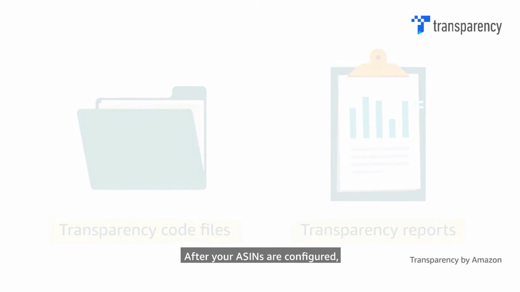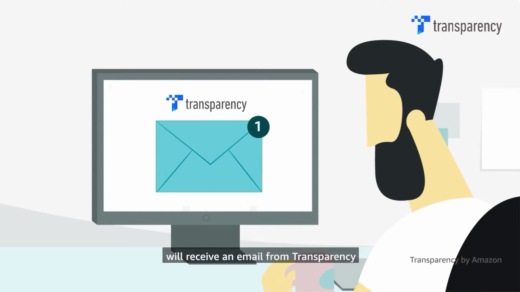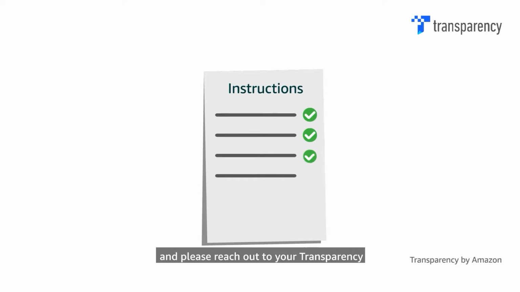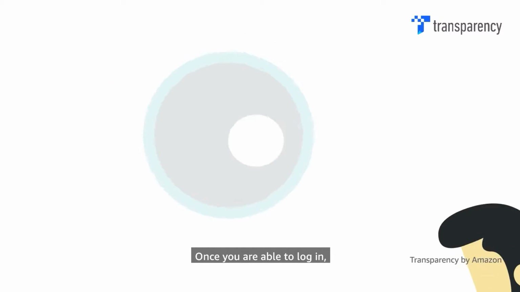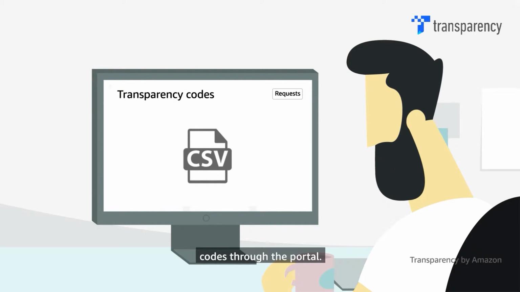After your ASINs are configured, your brand's registered point of contact will receive an email from Transparency for access to the self-service portal. Simply follow the instructions provided, and please reach out to your transparency contact if you have any questions. Once you are able to log in, you may order the transparency codes through the portal.